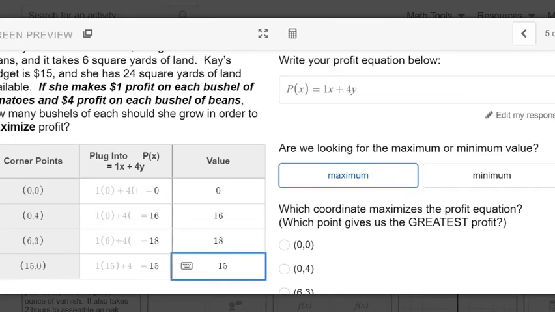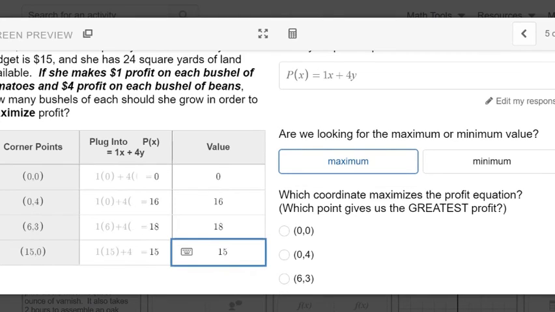Which coordinate maximizes the profit equation? So which point gives us the greatest profit? I look at my values, 0, 16, 18, and 15. Which one is the biggest? I see here 18 is the biggest. So that's 6, 3.